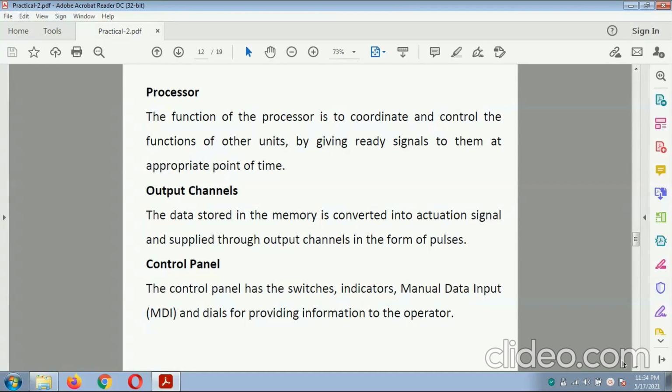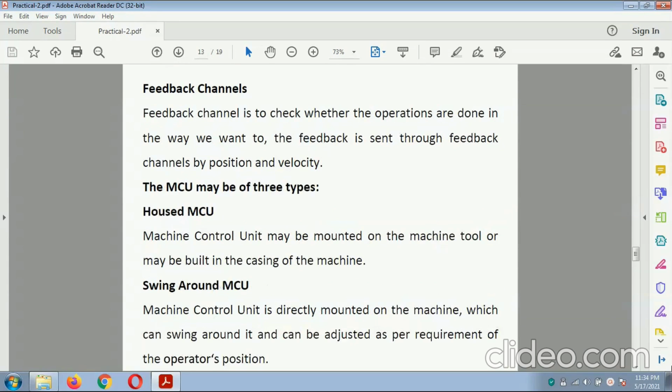Control panel. The control panel has the switches, indicators, manual data input and dials for providing information to the operator. Feedback channel. The feedback channel is to check whether the operations are done the way we want. The feedback is sent through the feedback channel by position and velocity.